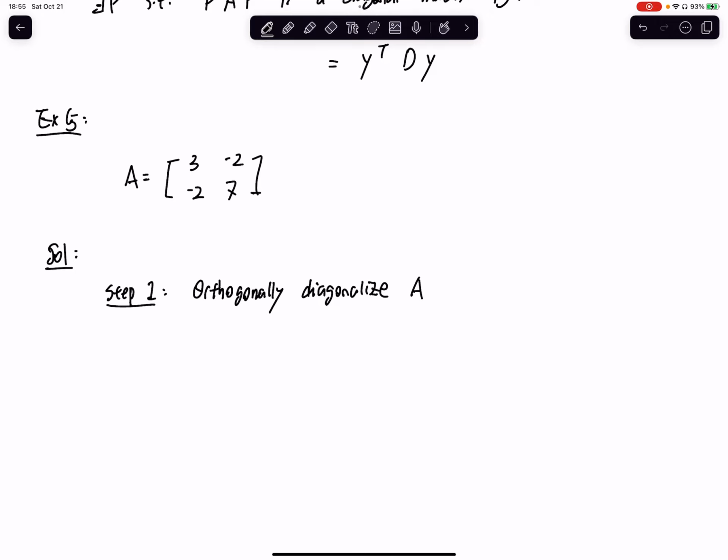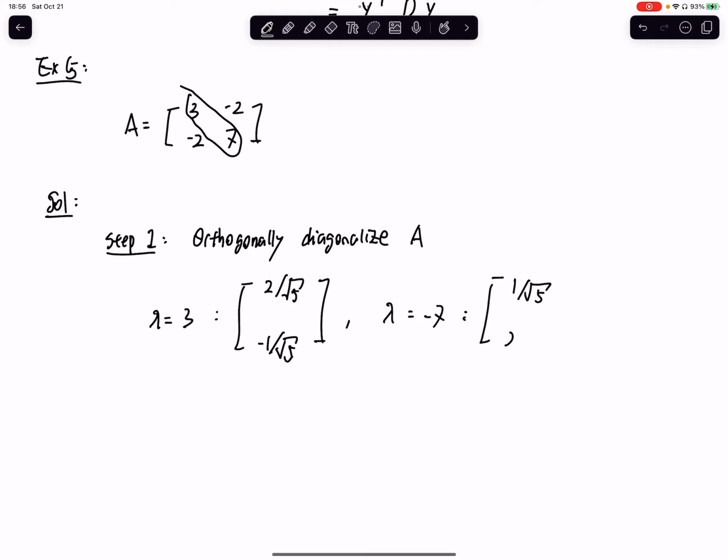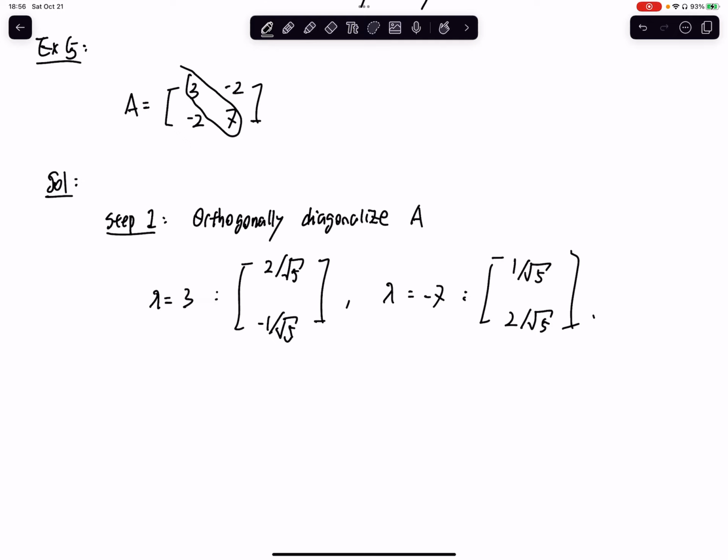So its eigenvalues turn out to be 3 and 7. For lambda equals 7, the associated eigenvector is 2 over square root 5 and minus 1 over square root 5. As you can see, we're already using the unit eigenvectors. And for lambda equals minus 7, the corresponding one is 1 over square root 5 and 2 over square root 5. Okay, and these vectors are automatically orthogonal since they correspond to distinct eigenvalues, and it follows from our previous result.